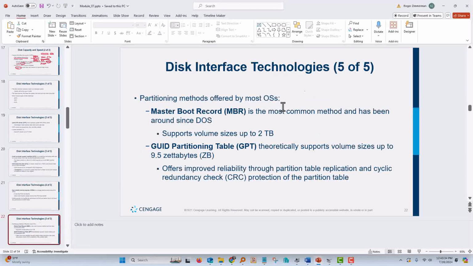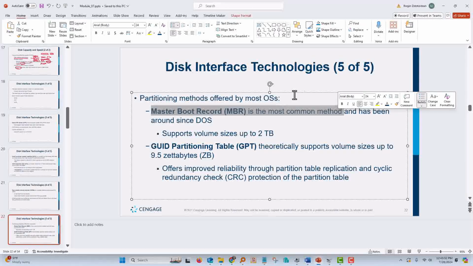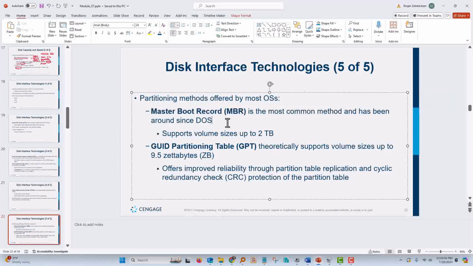Now, when it comes to partitioning drives, we have an older method and a newer method, and you can ignore this information here. It says that the master boot record, which is the older version, is the most common method. That is no longer true. This slide is a little bit outdated. The master boot record method was around, as it says here, since DOS. This is based on the old BIOS chip.